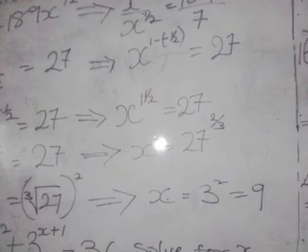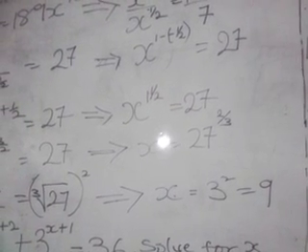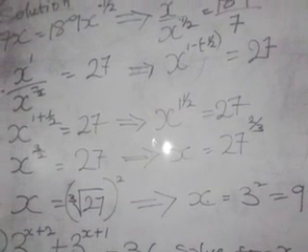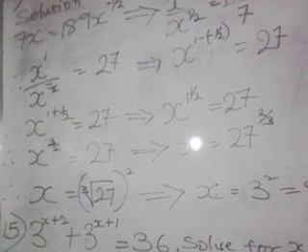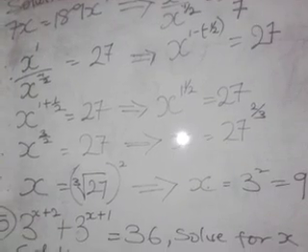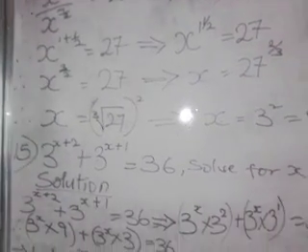Which number do I multiply 3 times in order to get 27? It is 3. So the final answer becomes x equal to 3 raised to the power 2, which all of us know is the same thing as 3 times 3, which is 9. So x equal to 9. Now let's go to the next question.